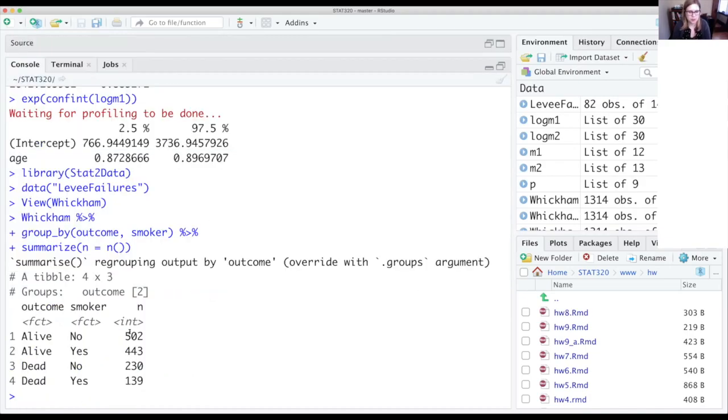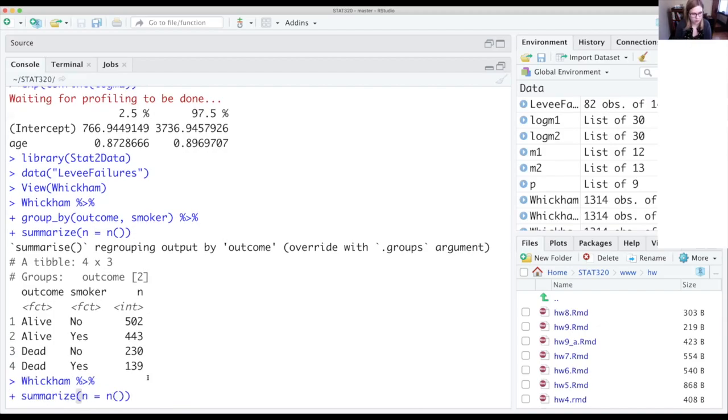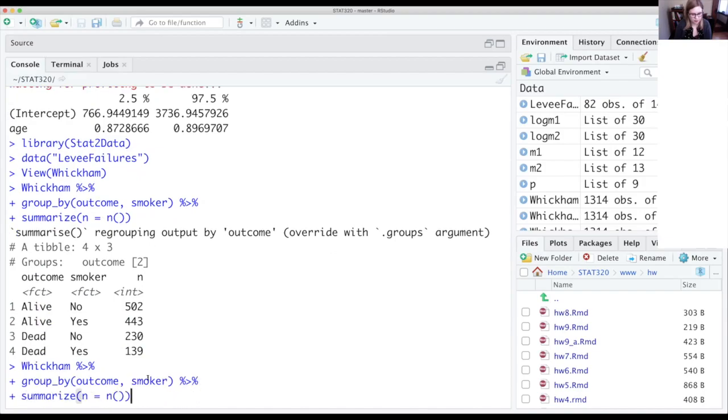So this shows me how many people are in each of these categories. So I've got 502 people who were alive and not a smoker, 443 people who were alive and a smoker, 230 dead, not a smoker, 139 dead, yes, a smoker. But I might want actually the percentages. So I'm going to just hit the up arrow a couple times and edit my code. I'm going to do Wickham, and then group by, and then summarize. And then I'm going to do one more thing.